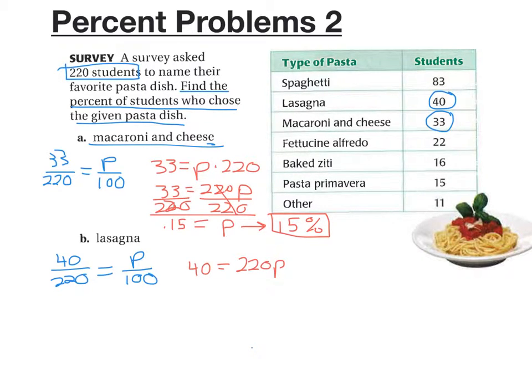I'm going to cross multiply 40 times 100. 4 times 1 is 4, and then I have 3 zeros, equals 220p. So notice I cross multiplied and I still have the 220p on the right side, the same thing I have over here, right? So these things really aren't that far off. And when I do 4,000 divided by 220, I get a decimal. I get p equals 18.18 repeating. So I want to round this to the nearest percent, so I'm just going to say my answer is 18%, which is the exact same thing we would have gotten if we would have used the percent equation right here.